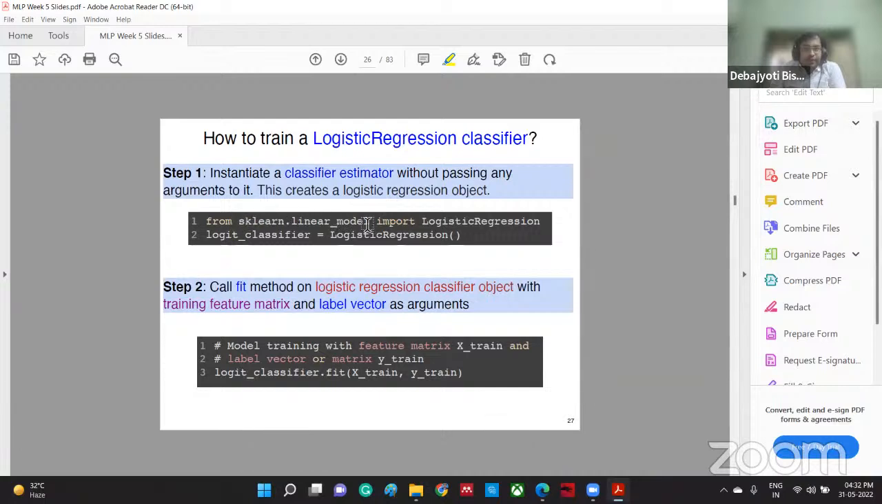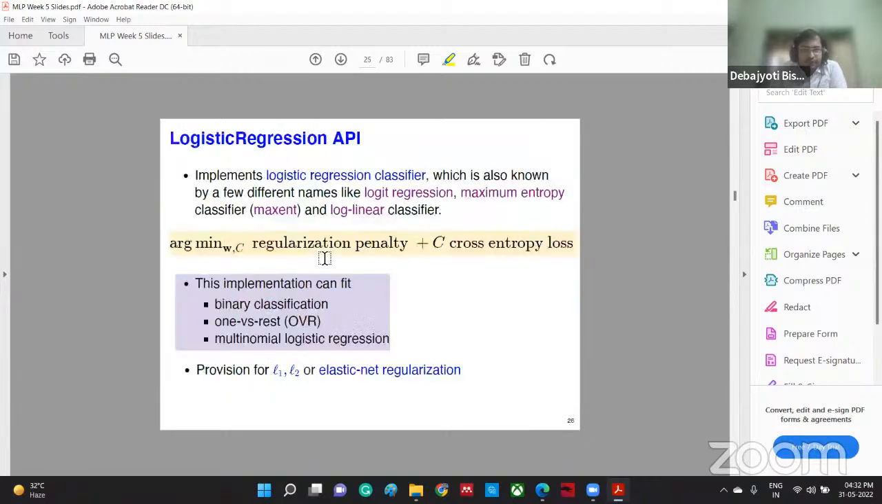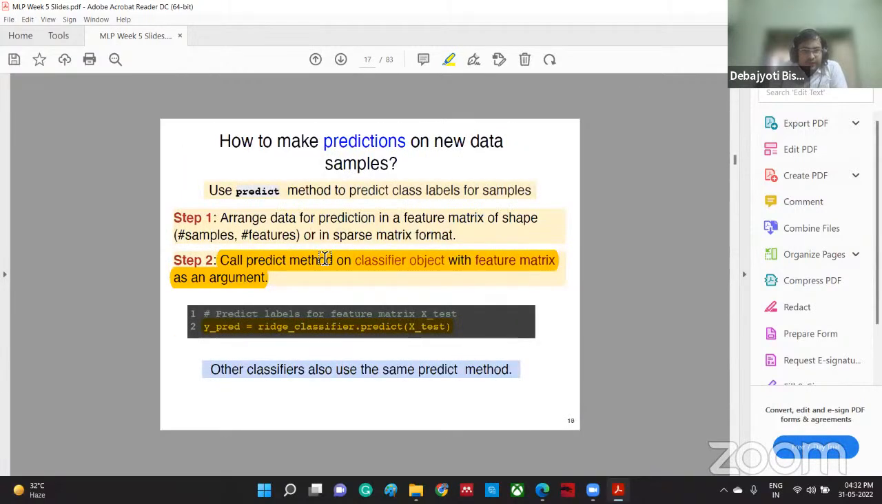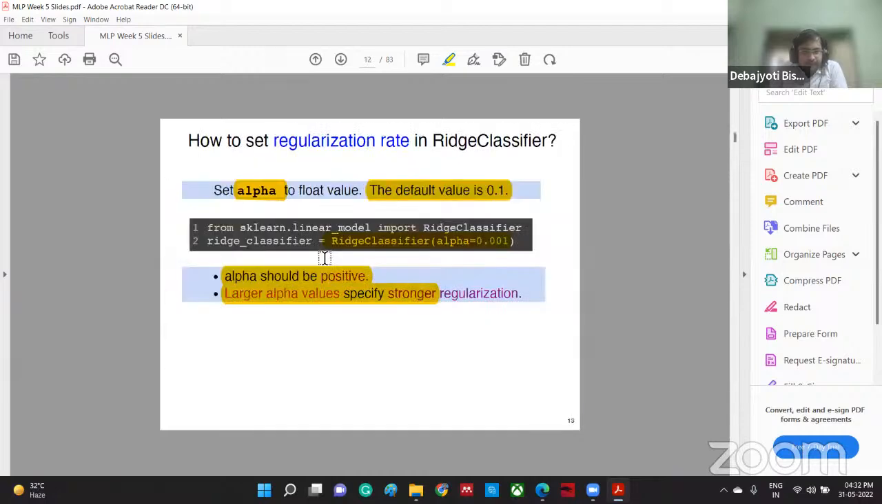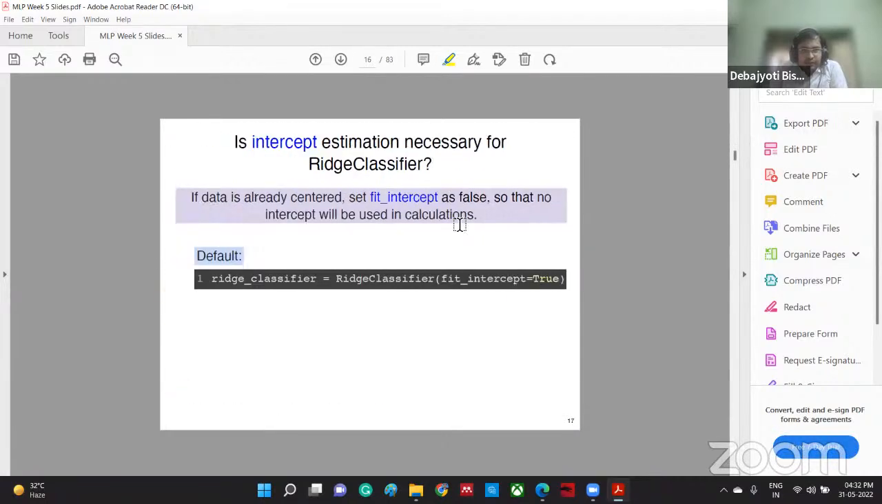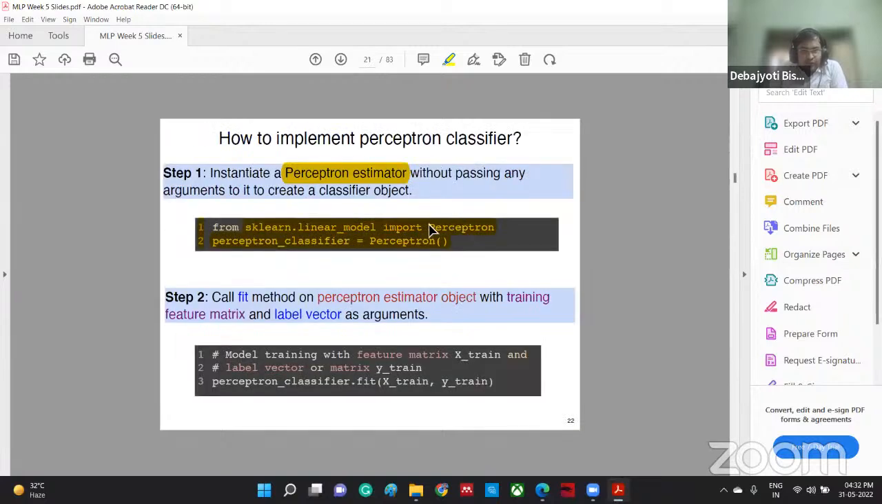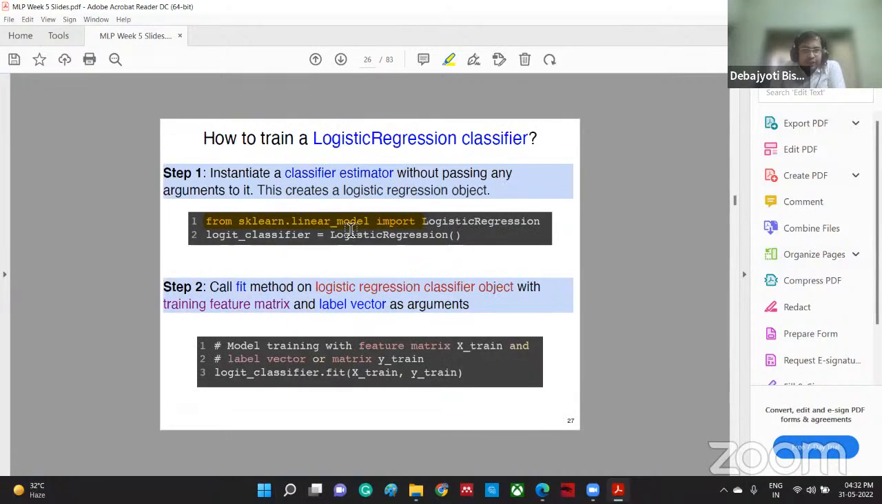So again from sklearn.linear_model, we import LogisticRegression, right? Let us see where else we imported the Ridge classifier from. If we go to the Ridge classifier, see, this is also from sklearn.linear_model that we are importing RidgeClassifier. And here also from sklearn.linear_model we are importing Perceptron. So Perceptron and RidgeClassifier are both from sklearn.linear_model. Logistic regression is also from sklearn.linear_model. So all of these three, LogisticRegression, Perceptron, and RidgeClassifier, are from the sklearn.linear_model library.